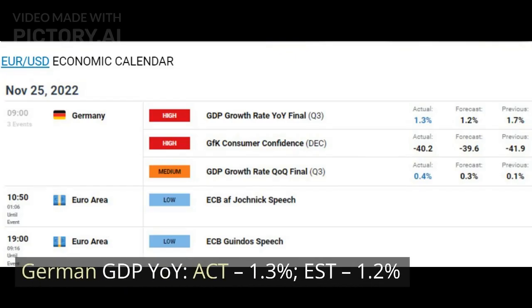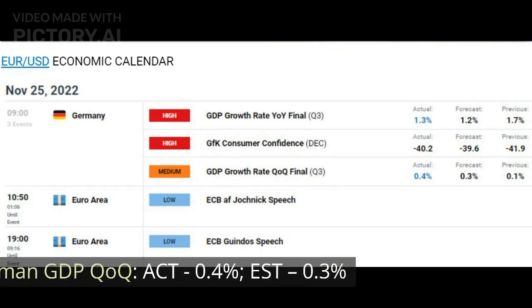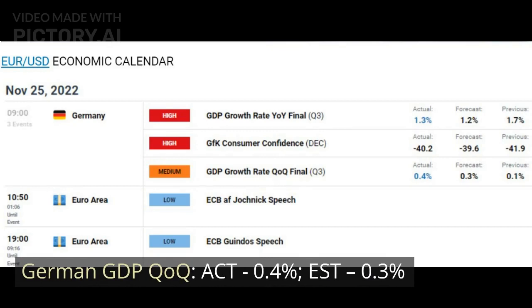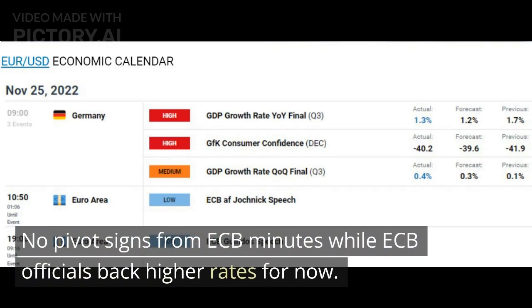German GDP YoY, at 1.3%, versus a forecast of 1.2%. German GDP QoQ, at 0.4%, versus a forecast of 0.3%. No pivot signs from ECB minutes while ECB officials back higher rates for now.